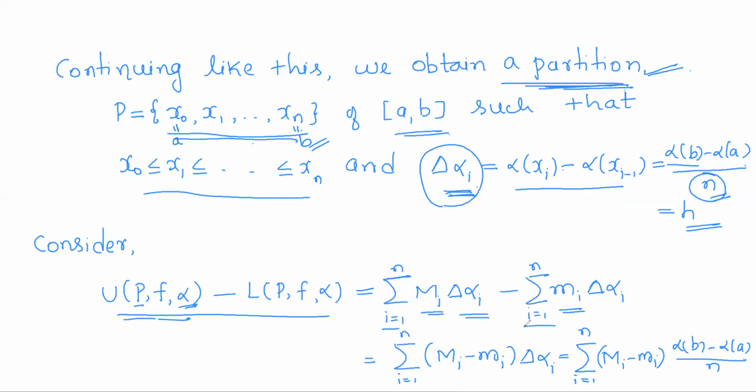As both the summations are running over the same indices, we can combine both summations: summation of Mi delta alpha i minus small mi delta alpha i. Taking delta alpha i common, it will be capital Mi minus small mi. So what is delta alpha i? According to our construction of the partition P, for this partition delta alpha i is always constant, which is alpha of b minus alpha of a divided by n. So delta alpha i is alpha of b minus alpha of a by n, which is constant, independent of the index of the summation. So take it outside.